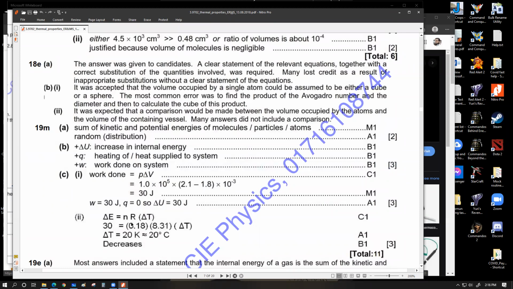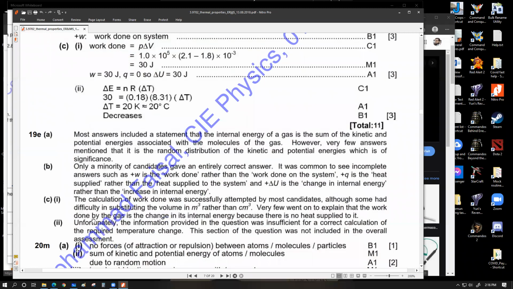Delta E equals N R delta T decreases. Okay. The calculation of work done was successfully attempted by most candidates, who went on to explain that the work done by the gas is the change in internal energy because there is no heat supplied to it.